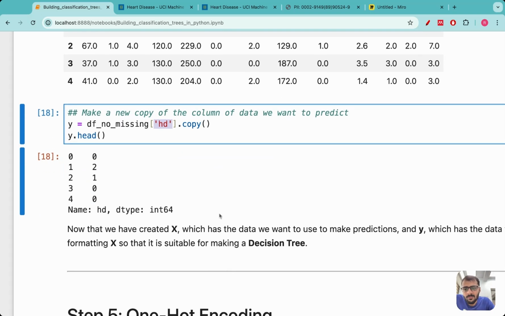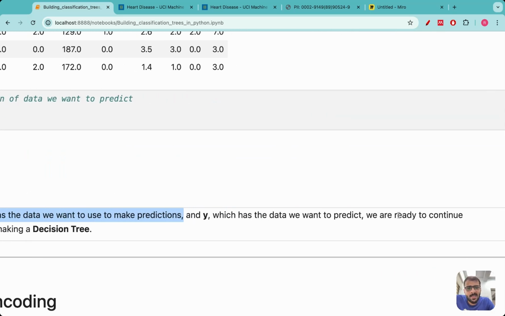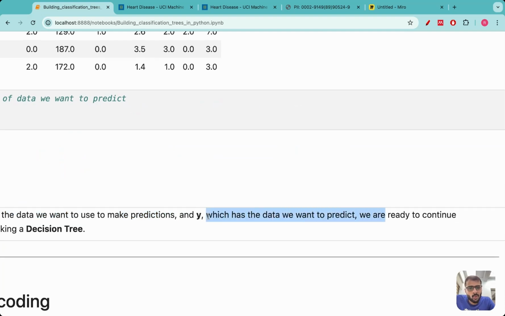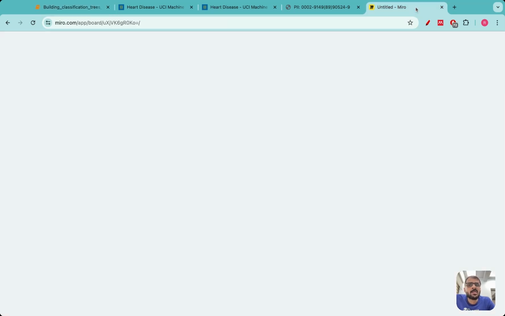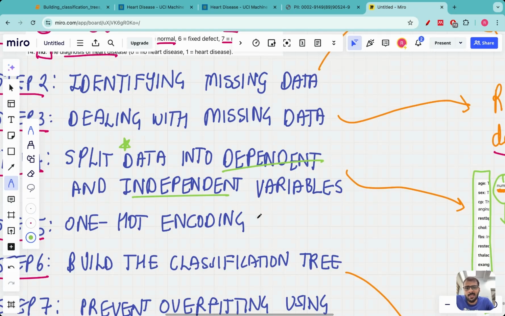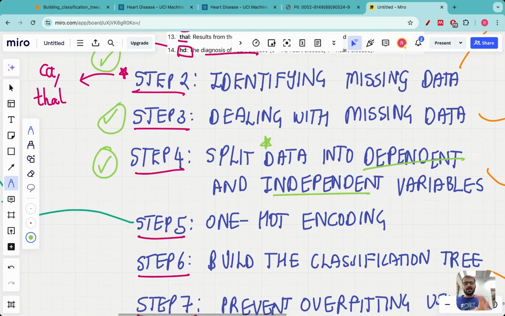So note that now that we have created X, which has the data we want to use to make the predictions, and Y has the data which we want to predict, we are ready to continue formatting X so that it is suitable for making a decision tree. So let me now tell you what that formatting means. We have completed step number 4 now, which was a pretty simple step, right? It was essentially splitting the data into dependent variables and independent variables.